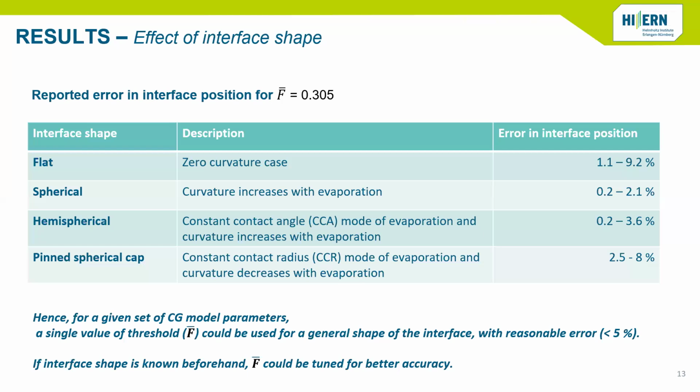And the main point is, if you have a given set of CG model parameters, so some interface thickness, some density ratio, some value of surface tension, you have to do some of these benchmarks to tune a value of threshold. And this should work for a general shape of the interface with some reasonable error. I understand I've not covered all the interface shapes because these are all positive curvature shapes. There are other shapes out there, but I'm quite confident that if you just tune this once for a given set of parameters, you can achieve accuracy comparable to the analytical solutions.